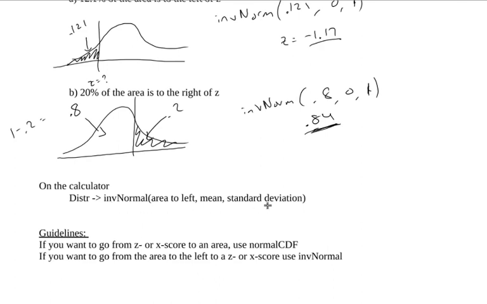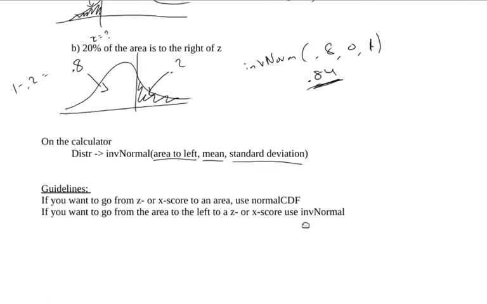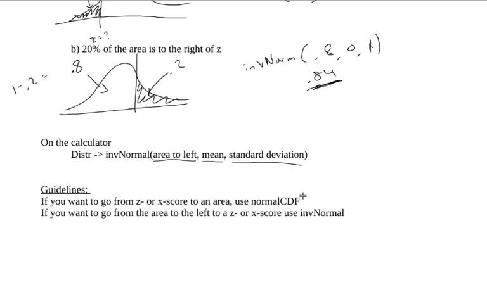In general, if you're plugging it into the calculator, these are the 3 pieces of information you'll need: the area to the left, your mean, and your standard deviation. As far as keeping these straight, if you have your z or x scores, so if you have your upper and lower bounds and you're trying to get to an area, then you're going to want to use normal CDF. If you have an area and you're trying to get to some sort of upper or lower bound, then you're going to want to use inverse normal.